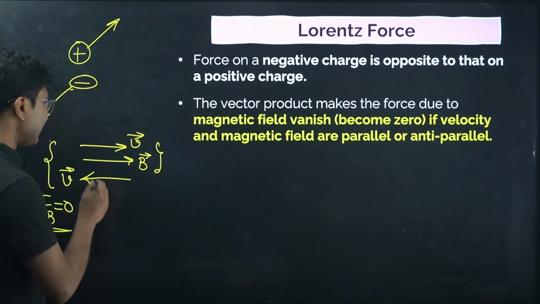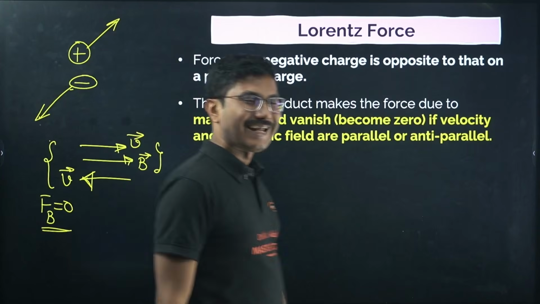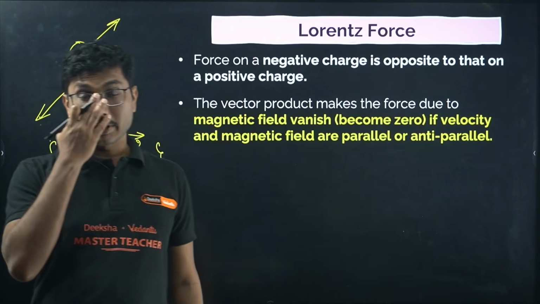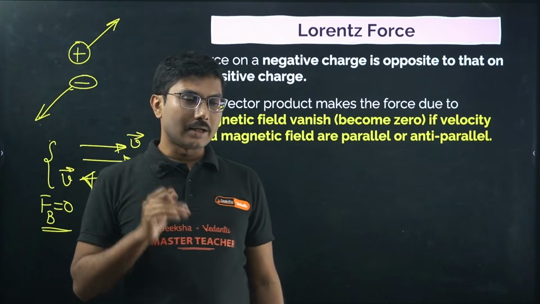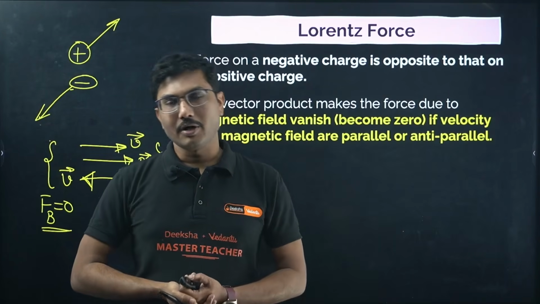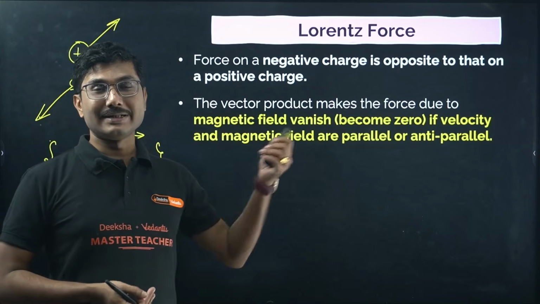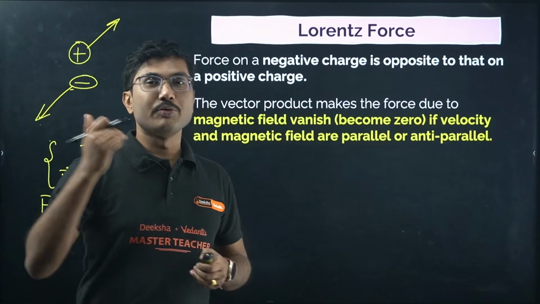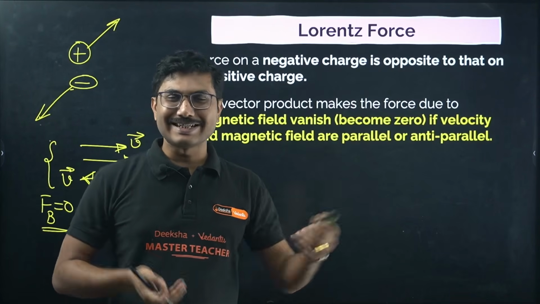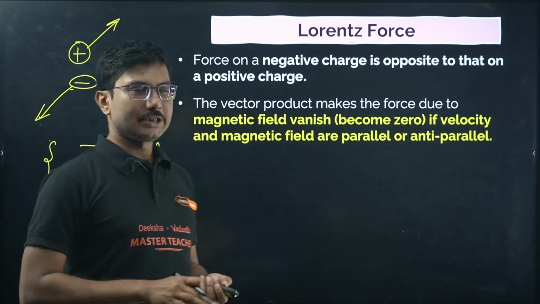So if the velocity and magnetic field are parallel or anti-parallel, then it will not face any magnetic force. For example, if they say that an electron is moving in the same direction of magnetic field, what will be the force on it? It will be 0, because they are moving in the same direction, which means they are parallel. If they say that magnetic field is in the eastward direction, electron is moving in the westward direction, what is the direction of force? That force will also be 0, because east and west are exactly anti-parallel. So anti-parallel means again the force will be 0.